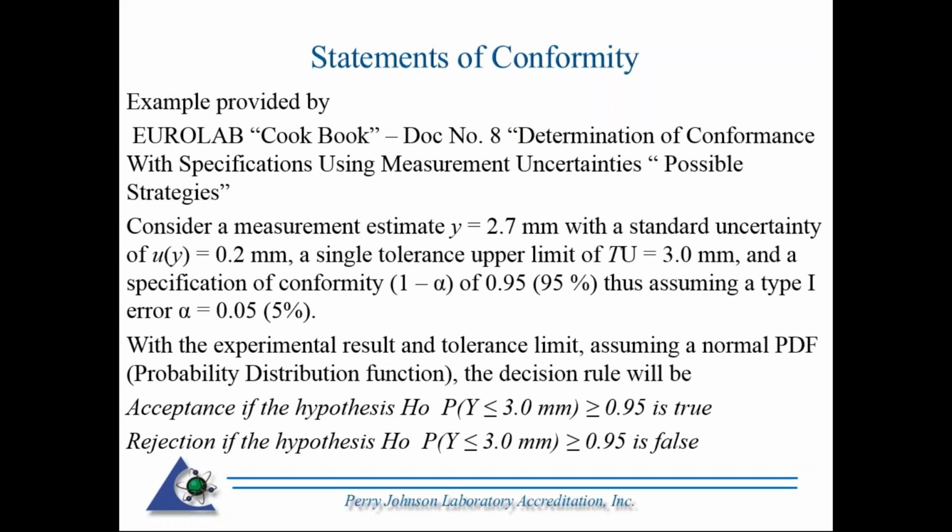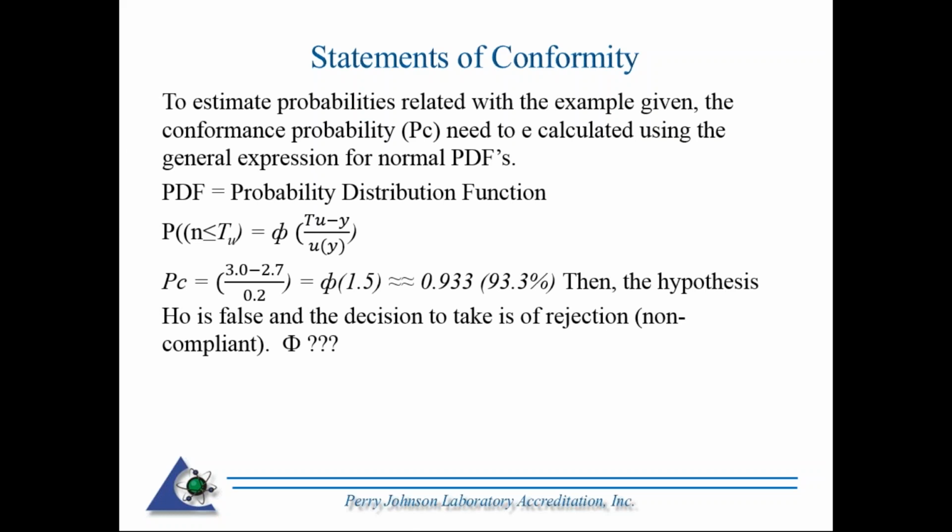So to estimate the probabilities related with the examples, given the conformance probability, we need to calculate using the general expression, which is stated here. So basically, the value is definitely less than 3 millimeters. It's a little confusing here, we have a function key that I'm going to explain in a little bit. You take that equation provided in conjunction with that Gaussian distribution function. If you do the pure calculation, it comes out to be 1.5, which equates to a 93.3%. So in this case, the hypothesis is false, and the decision is rejection due to noncompliance. I put a little question mark. What does that symbol mean?